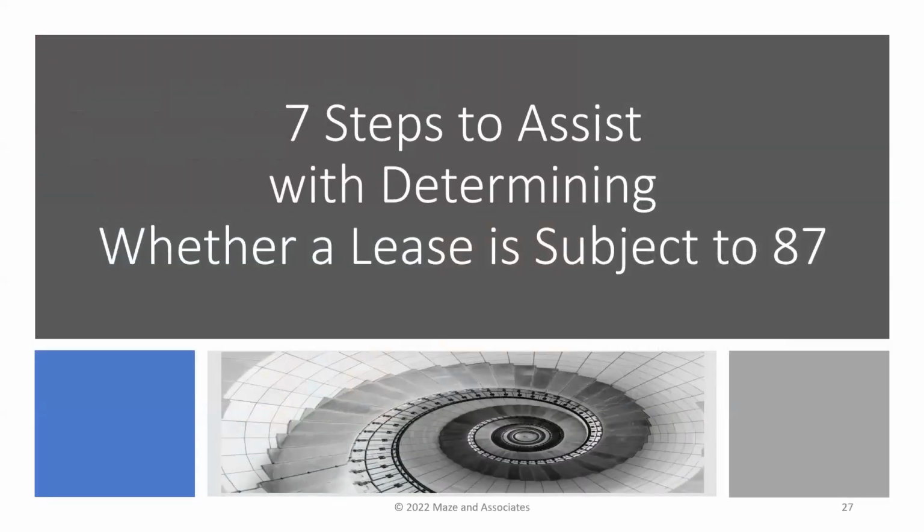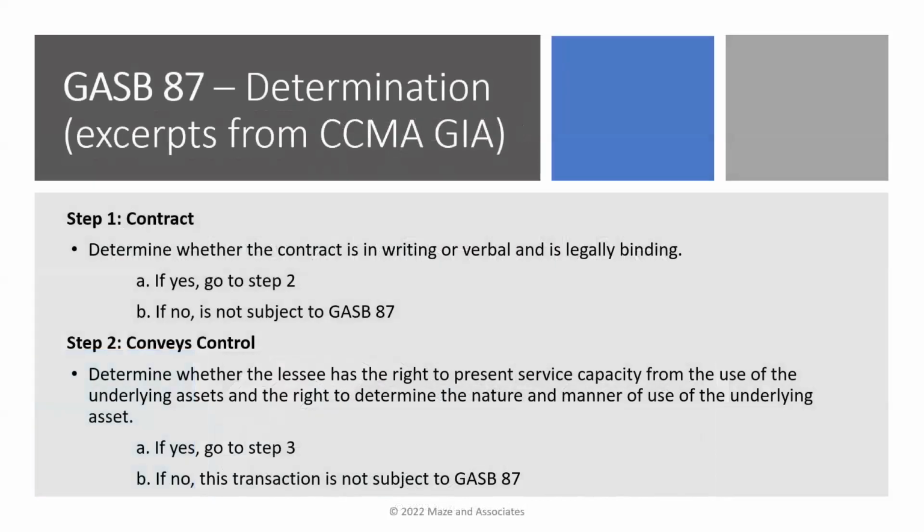All right. So the next few slides, I'm just going to breeze through them because this is one of those things that I wanted to provide the information for you. Again, at the end of the slides, I've got the link to this, because these are 7 steps for determining. And again, you can add more, but this is kind of 7 basic steps to assist you in determining whether a lease is subject to 87. And hopefully this will help answer some of those questions.